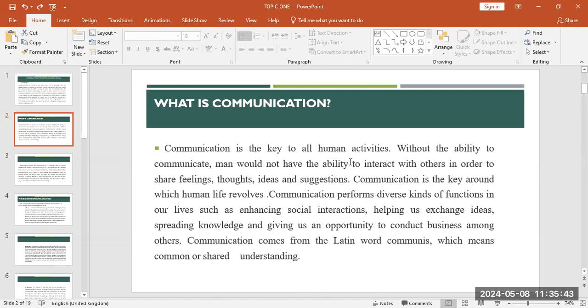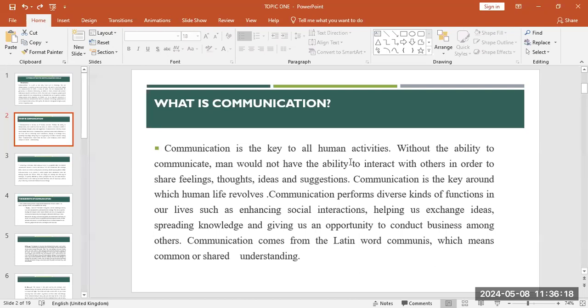spread knowledge. Also, communication gives us the opportunity to conduct business, among other things. Without communication, we cannot conduct business. Whether you are selling vegetables, cars, or charcoal, whether you are a tout or a driver, if you don't know how to communicate, your business will not go well. And you may end up closing that business.